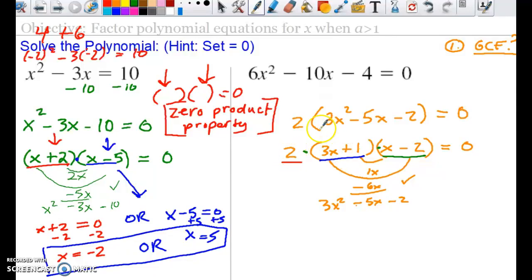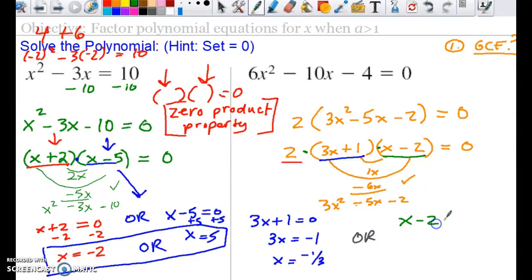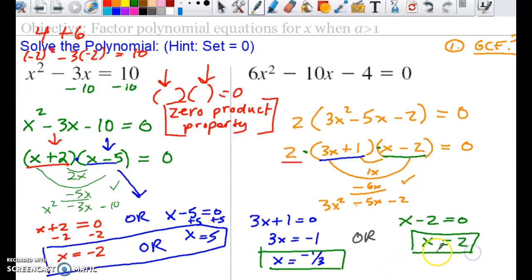2 is not 0. So I skip right to the blue one and say, can 3x plus 1 be 0? Let's find out what x has to be to make that true. Subtract 1 to get 3x equals negative 1. I divide by 3, x equals negative 1/3. So that's one possibility for an answer. Or we check the green factor, x minus 2, and that might be the 0 that I'm multiplying together. And of course, x would equal 2. So you have two answers for this one, x equals negative 1/3 or x equals 2.